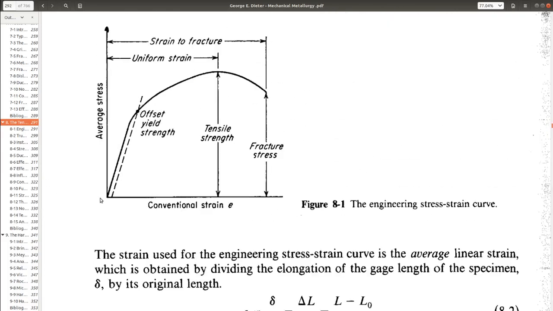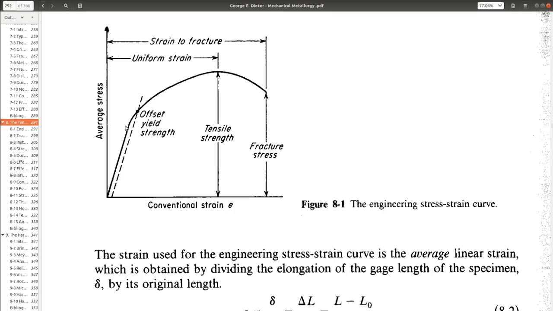For example, if I apply the load up to here and if I unload it, it will go back to the origin, but at the same time if I load it somewhere up to here and unload it, it will come back here but not to the origin. So there is a permanent deformation. So the yield point is a point where it begins to have a permanent or plastic deformation. So that's what the yield point or the yield strength means. Okay, how to identify the yield point?